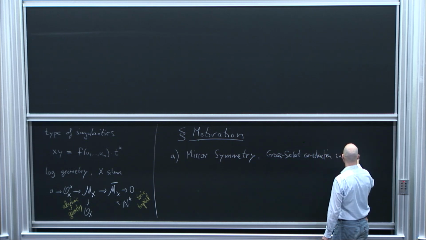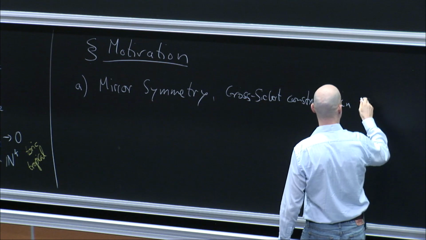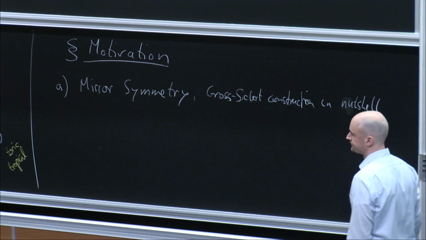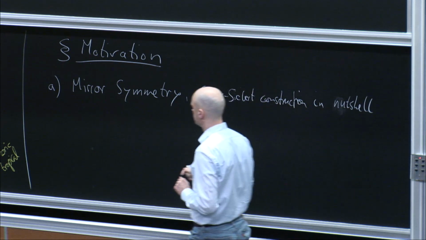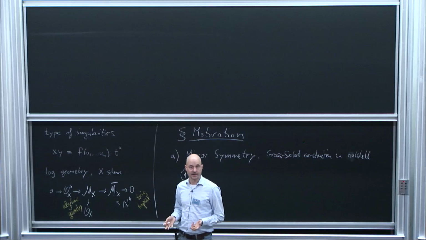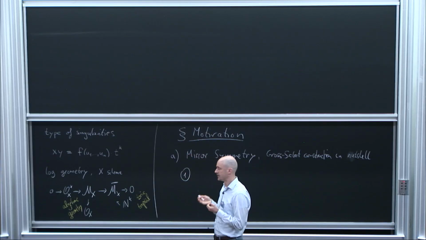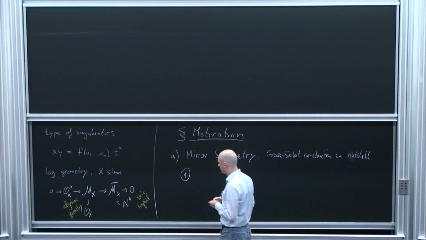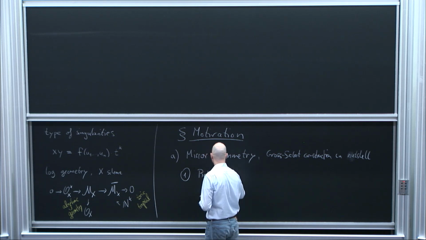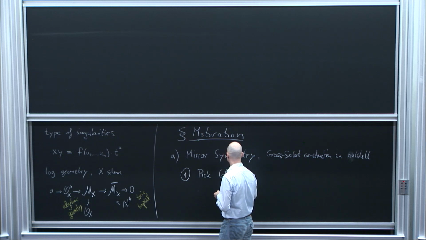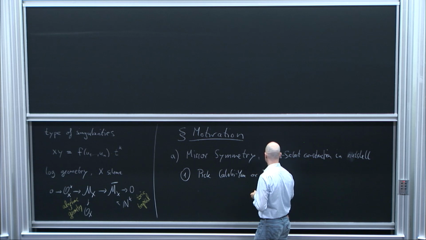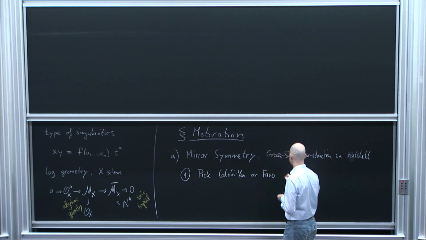And I'll put it in a nutshell. Again, you could spend lecture series on that, but I'll put it in just three points. What is the Gross-Siebert construction? It's a three-step process for how you do mirror symmetry for a space. So you start with X. Pick your favorite Calabi-Yau manifold or Fano. That's where the program works best.